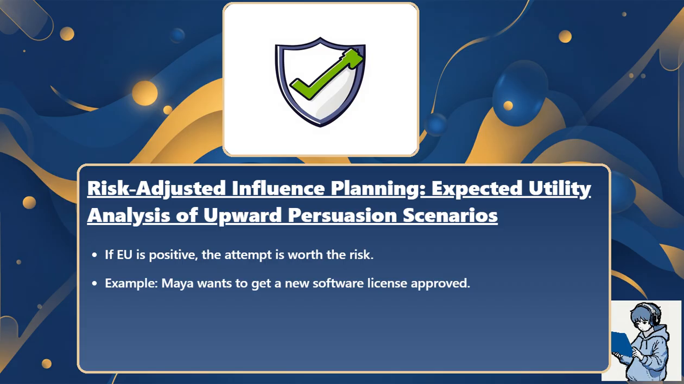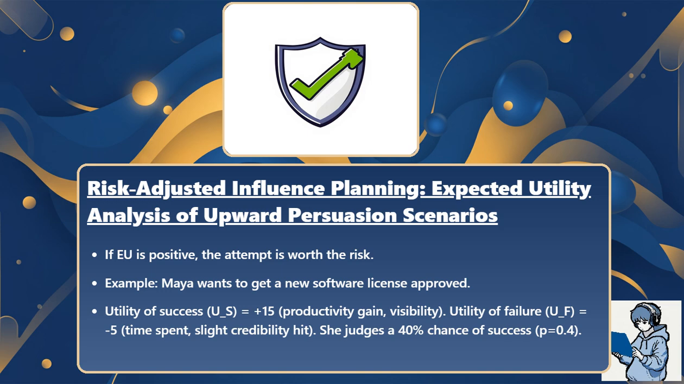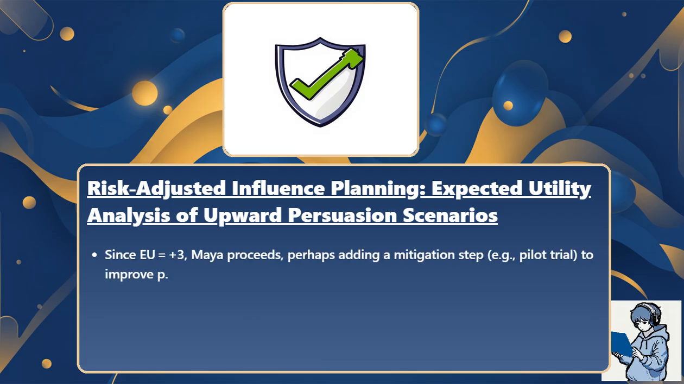Example: Maya wants to get a new software license approved. Utility of success US equals plus 15: productivity gain, visibility. Utility of failure UF equals minus 5: time spent, slight credibility hit. She judges a 40% chance of success, P equals 0.4. EU equals 0.4 times 15 plus 0.6 times minus 5 equals 6 minus 3 equals 3. Since EU equals plus 3, Maya proceeds, perhaps adding a mitigation step, for example a pilot trial to improve P.